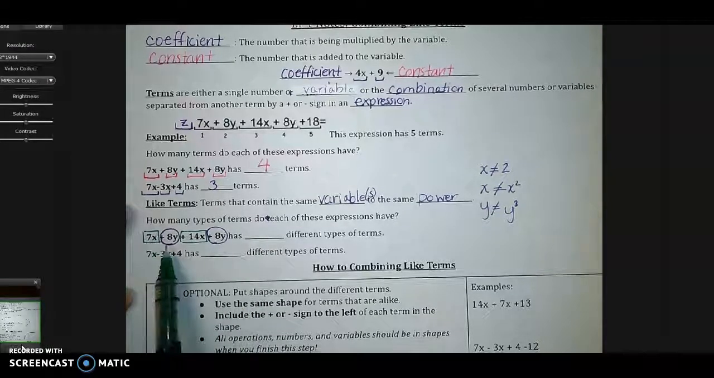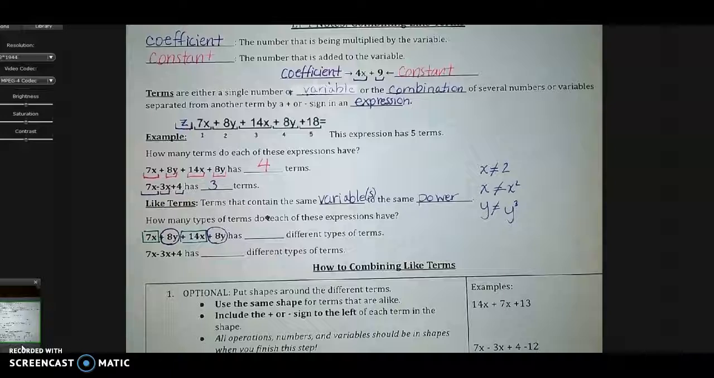I did green rectangles and purple circles. Now you could do just colors and you could underline and look for colors. You could do just shapes if you just have your pencil with you, or just one pen and not different colors. But those are different ways to help you keep track as we are combining these like terms.